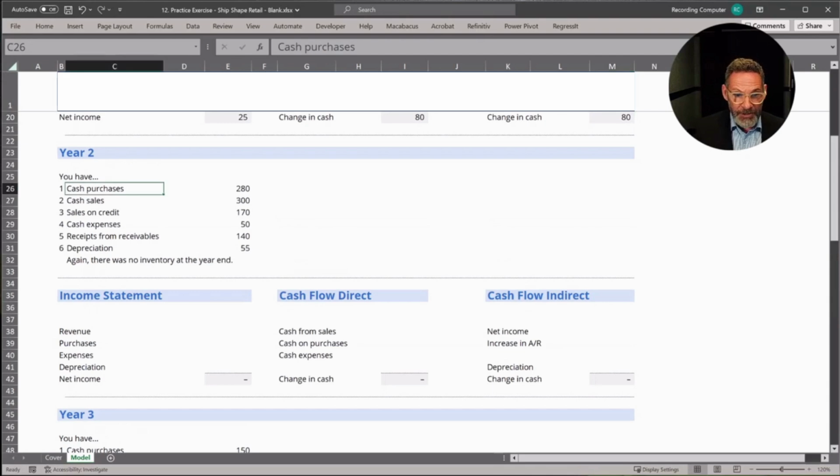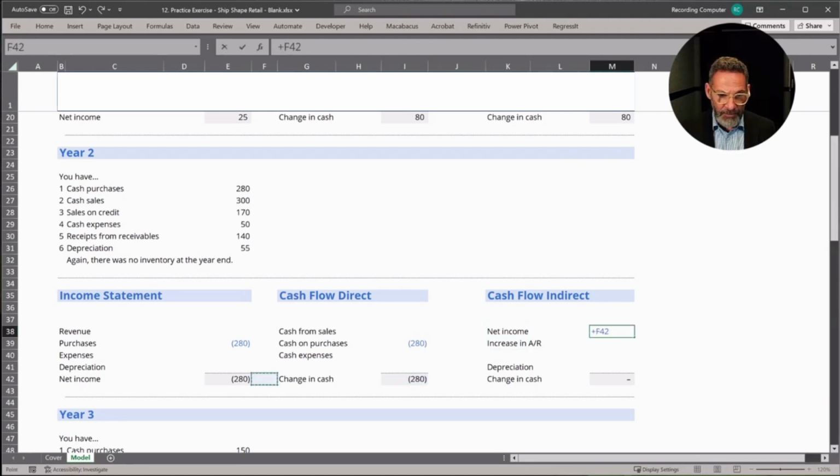So now we have cash purchases of 280. So I'm going to go minus 280. That's an expense. There's minus 280. And I'm also going to make sure I link net income on the cash flow indirect to the bottom of the income statement. Everything matches. That's because everything's cash. We have cash sales, and our cash sales are 300. Whoops, I put the wrong sign. That's 300. And we're still all matching at the bottom.